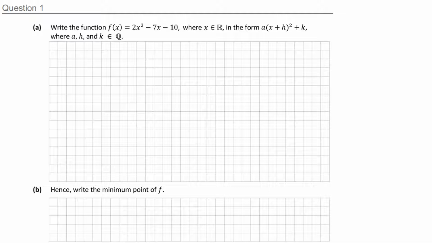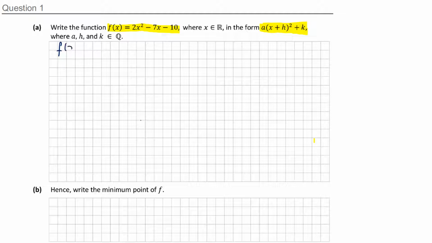So the first question we have is to write this function f of x, which is equal to 2x squared minus 7x minus 10, in the form a bracket x plus h to be squared plus k. So this is called completing the square. This question hadn't come up like this before. It came up once before, and it was looking at a quadratic that had the coefficient of x squared as 1, so it was slightly easier. This time, because of that 2 there, it's going to make it just that little bit more difficult. So let's take a look at it and see how we can go on.